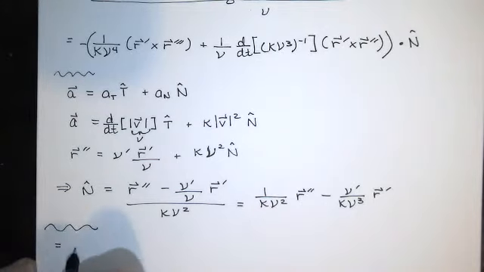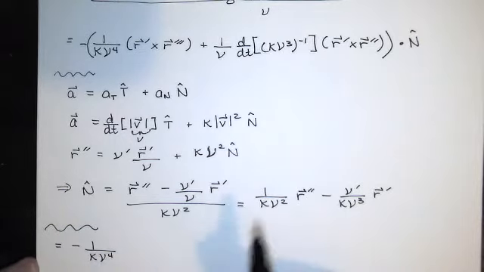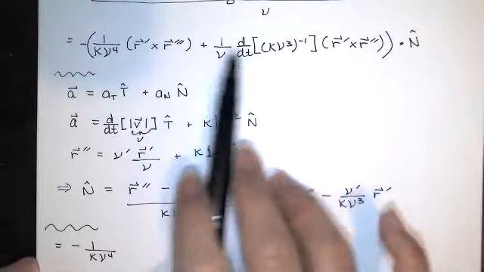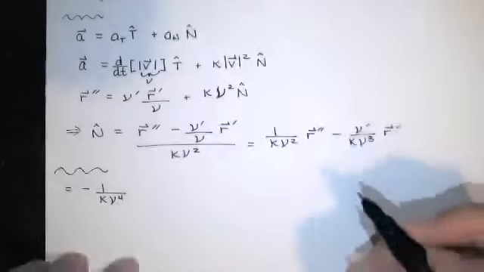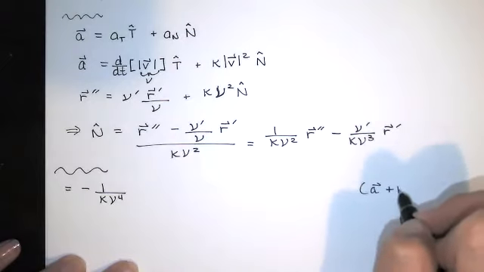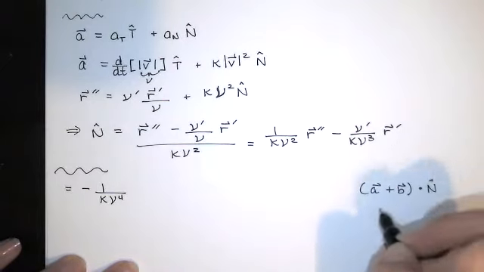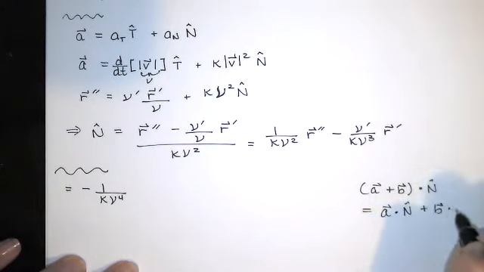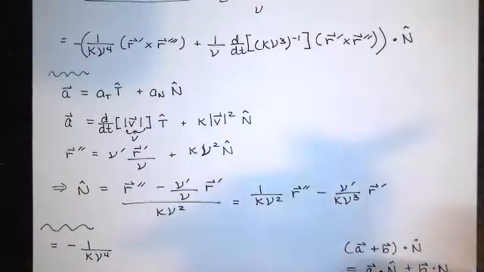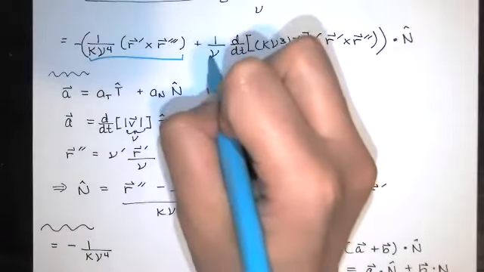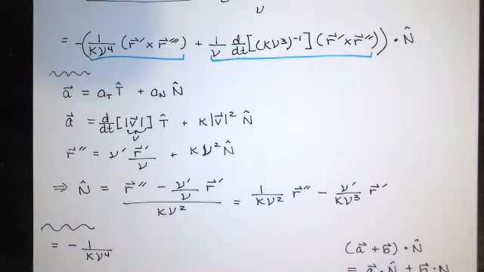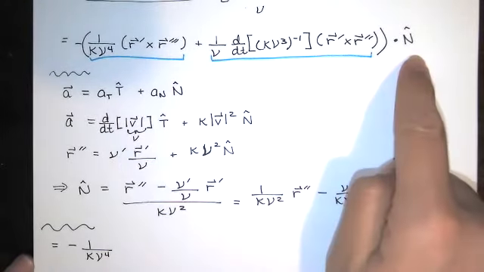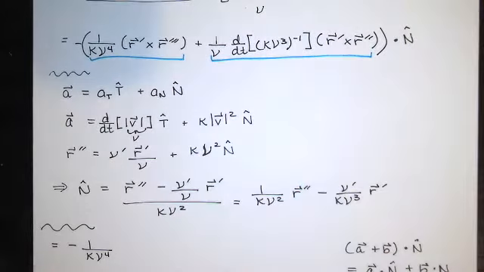Okay, so I've got this negative kappa over nu to the fourth, and I've got a dot product happening here. Now, dot products distribute over addition as well. So if you have a plus b dotted with, let's say, n hat, that's going to be the same as a dotted with n hat plus b dotted with n hat. So this I'm thinking of as my first vector, that's my a, and this is my second vector, that's my b. I'm going to take that and dot it with n hat, and then I'm going to take this and dot it with n hat as well.